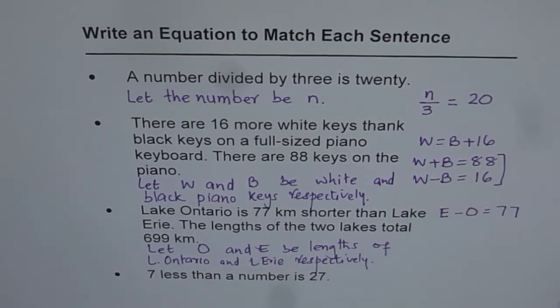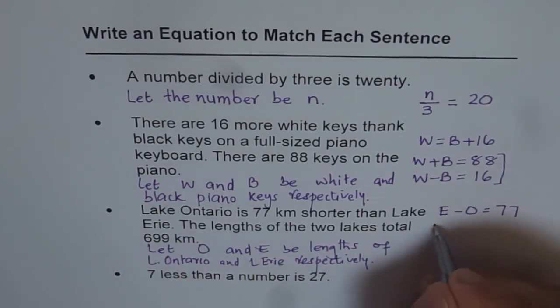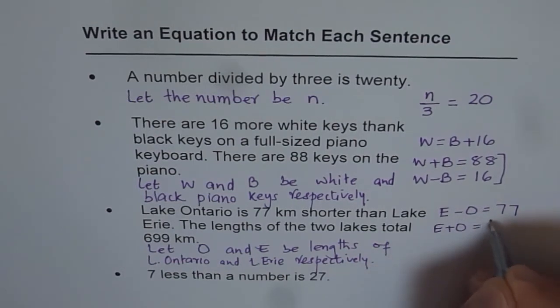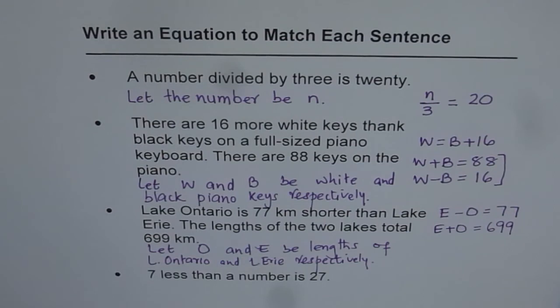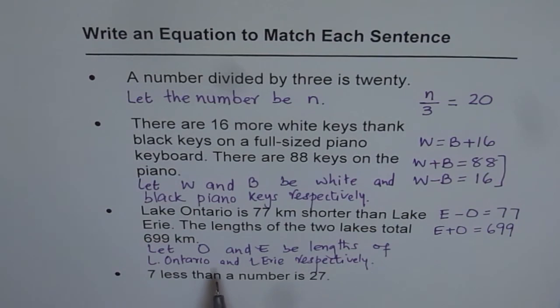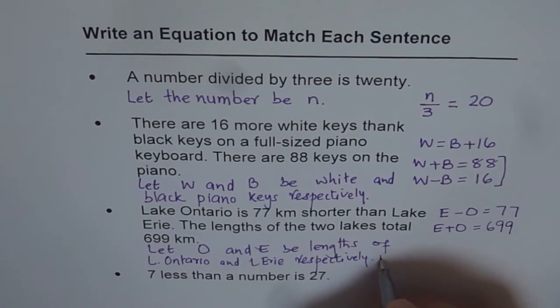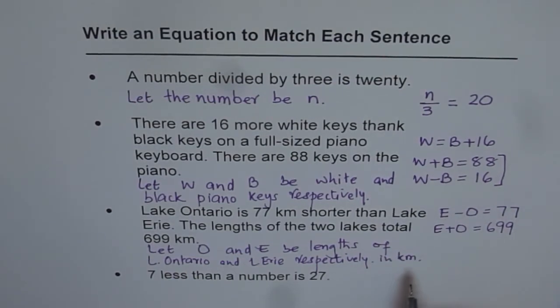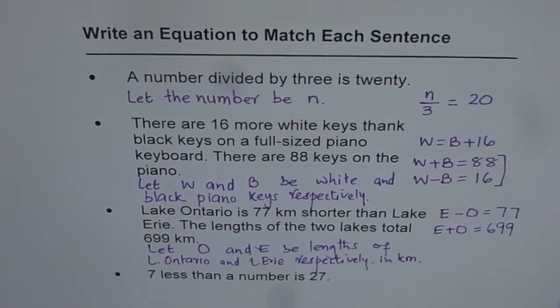Does it make sense to you? That means Erie is longer by 77. The lengths of two lakes total 699. Total means add them up, right? So we have E plus O equals 699. So that is how you should be doing it. Now at times when you define your variables, you can also say let O and E be the lengths of Lake Ontario and Lake Erie respectively in kilometers. That's a better idea. Write the units also, so that whatever answer you write will be in kilometers.